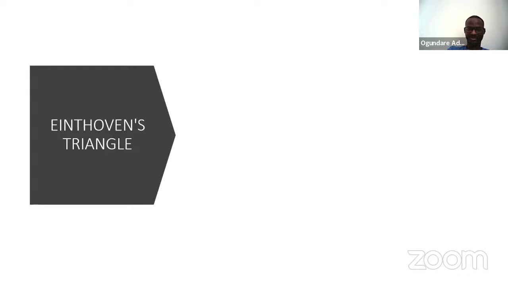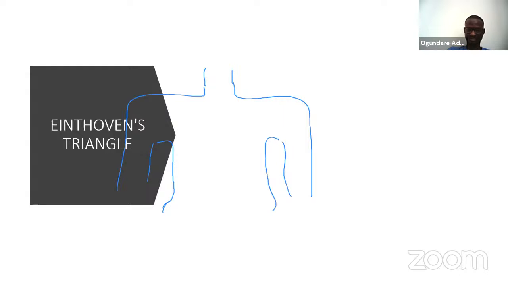So, pardon my diagram. If this is Dorothy's chest, so this is Dorothy's chest. So this is Dorothy's right arm. This is Dorothy's left arm.